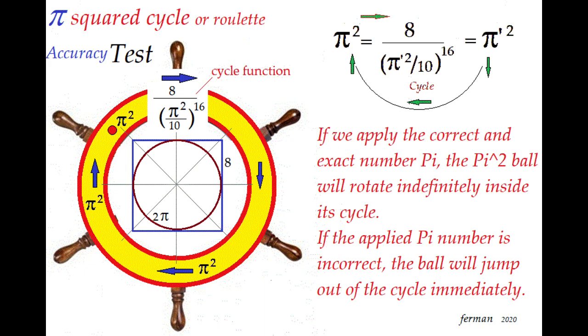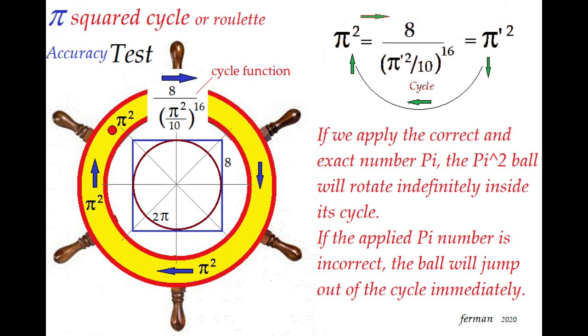In such a way that if we use this circuit to rotate the value of pi^2 in successive turns of the circuit, if the value of the applied pi is correct, the value of pi^2 will remain unchanged indefinitely. And if the applied pi is not correct, the value and circuit will be destroyed quickly, the faster the greater the error made in the applied pi. Meaning, in brief: the pi squared cycle is a circuit or mathematical cycle to verify the accuracy of the number pi that we apply.